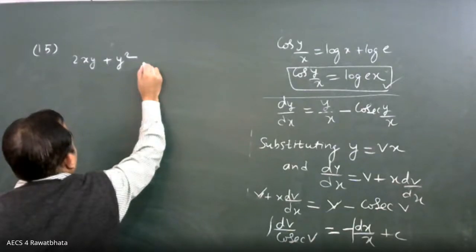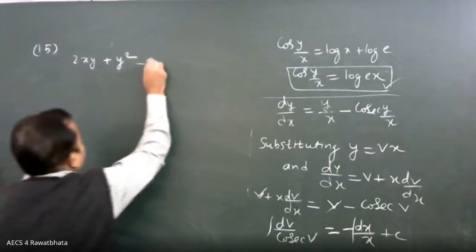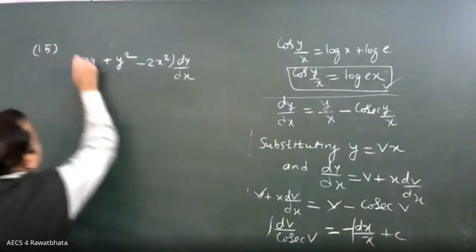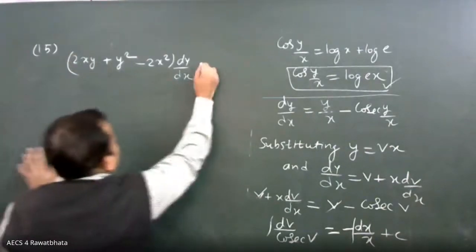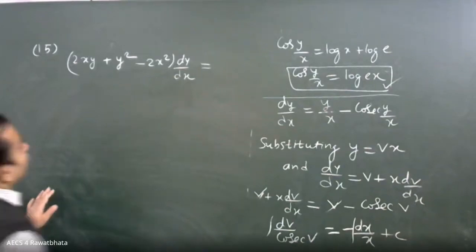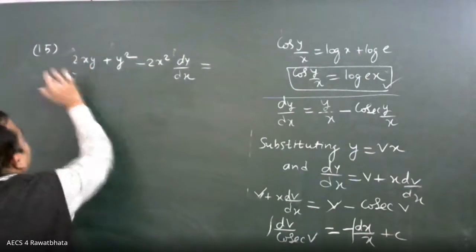Can you repeat? Minus 2x square. Okay. Equal to 0.